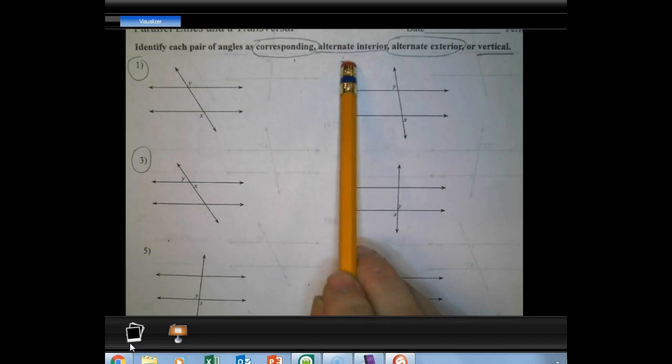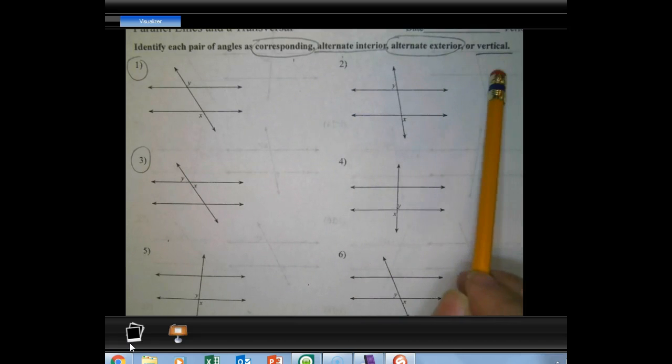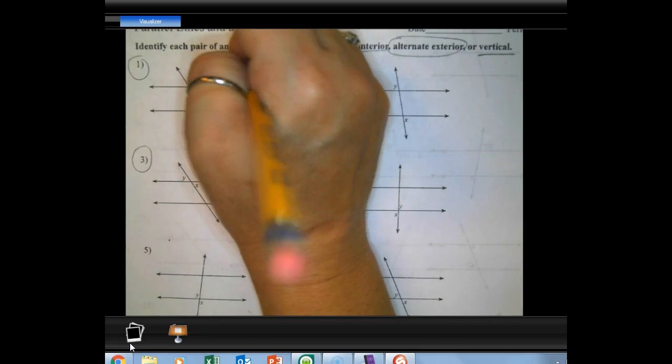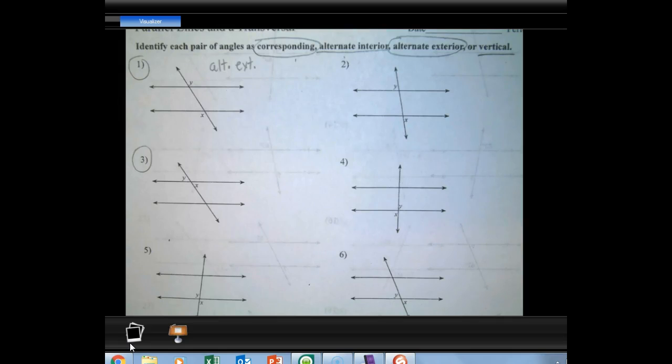And look at number 1. Based on that information that you just wrote down, angle Y and angle X are congruent. For which reason? I'm telling you they are. What is the reason they're congruent? Are they corresponding, alternate interior, alternate exterior, or vertical? Jasmine? That's correct. So all you have to do is identify the reason for their being congruent.